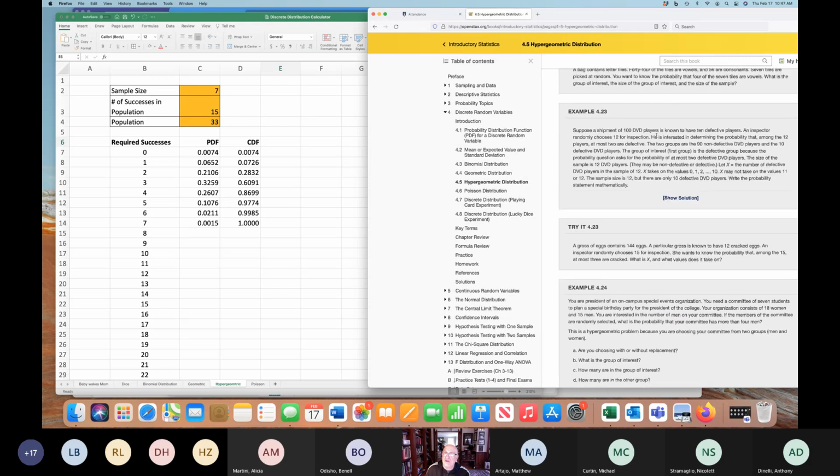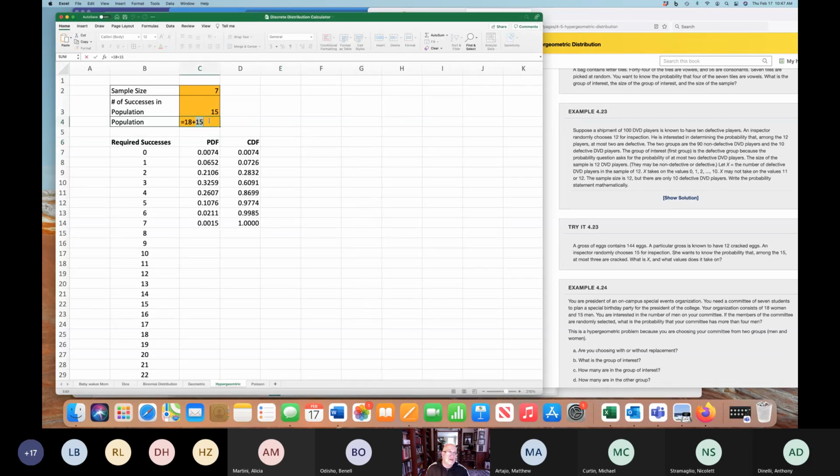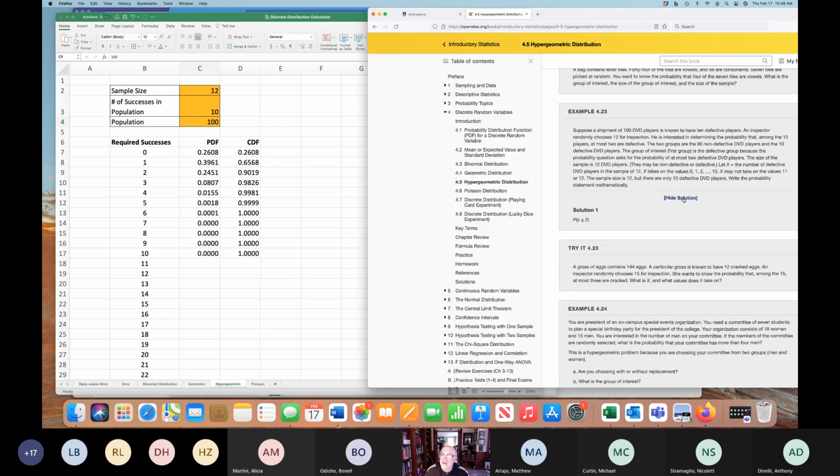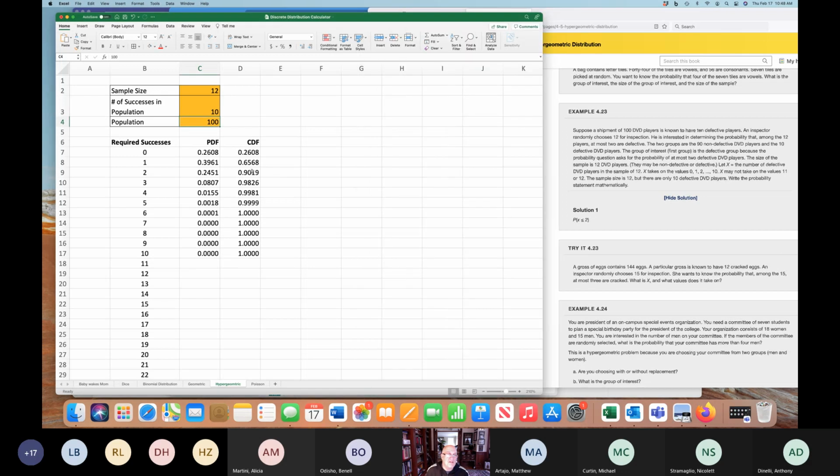All right, so here's the shipment. You have 100 DVD players, so the total population is 100. An inspector chooses 12 for inspection, so the sample size is going to be 12. You determine that in a sample of 12 there are at most 2 defective. So out of 100, 10 of them are defective. And what was the question here? They want to find the probability that 2 or less were defective in a sample.